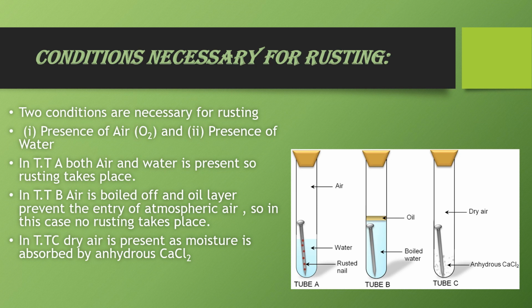Now the next is conditions necessary for rusting. Now two conditions are necessary for rusting. First is presence of air and second is presence of water. Now to prove this we are taking one activity. Take three test tubes, test tube 1, test tube 2 and test tube 3. Now in first test tube we take water and there is air also present in it.